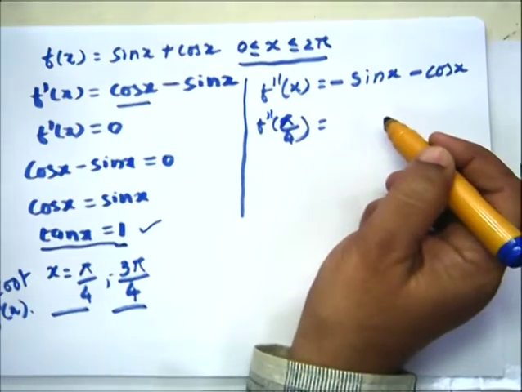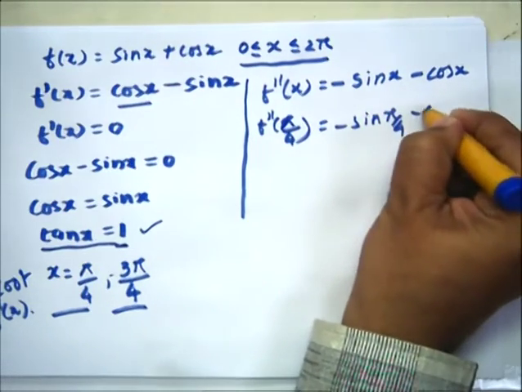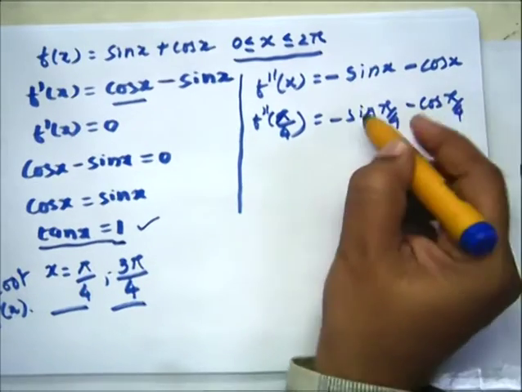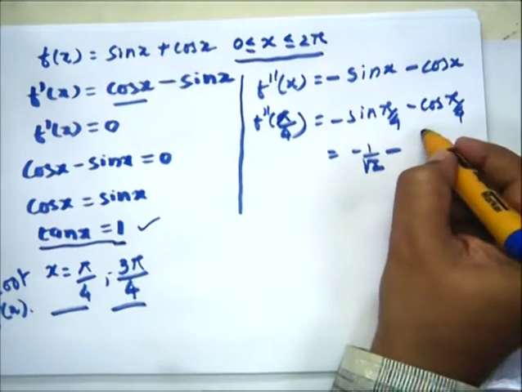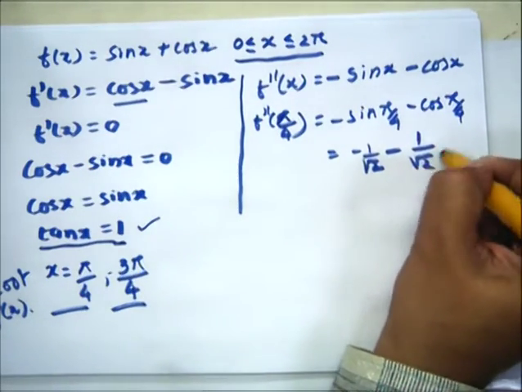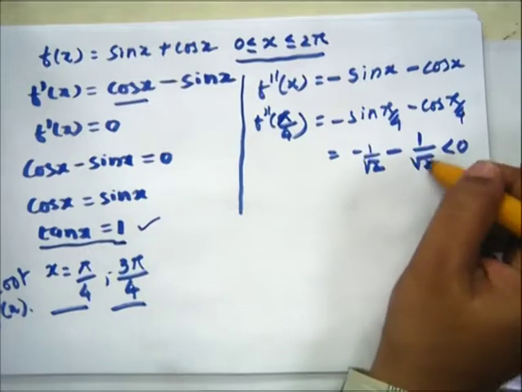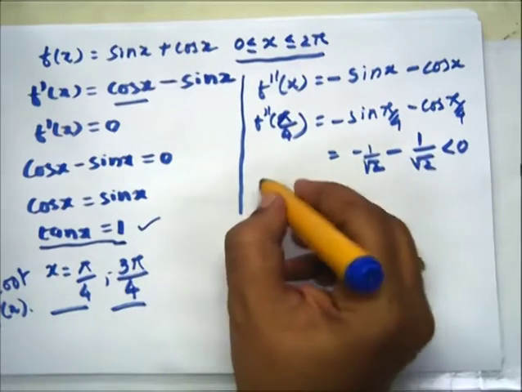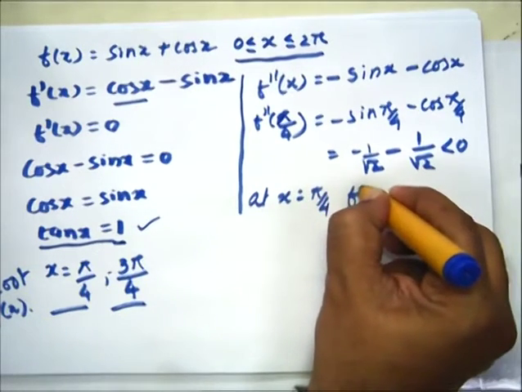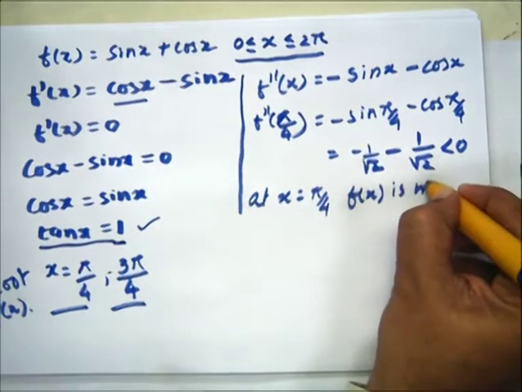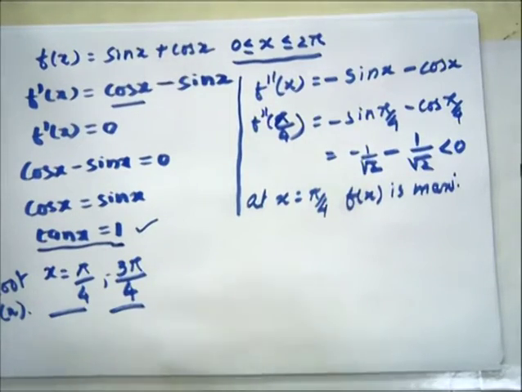So if we put x is equal to pi by 4, we have minus sine pi by 4 minus cos pi by 4. As we know, the value is minus 1 upon root 2 minus 1 upon root 2. Both are negative, so it is less than 0. There is no need to calculate, it is less than 0. So at x is equal to pi by 4, f x is maximum.